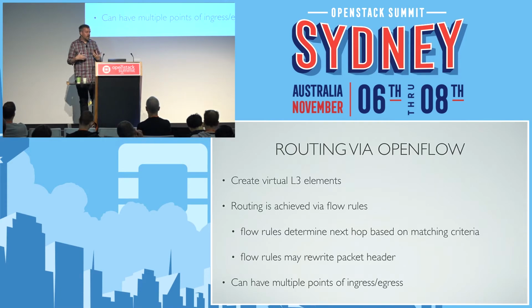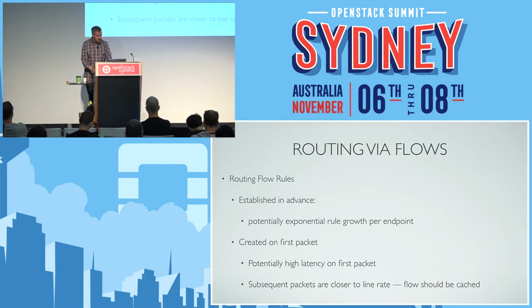The nice thing about this is that you can have multiple points of ingress and egress, depending on how the flow rules are propagated across the virtual switches. Within that, you have a couple of different things to look at depending on the solution. In some cases, the flow rules can be established well in advance. That can add complexity because you have to account for every case in advance. The other alternative is you wait until you see the first packet, figure out what to do, cache that result, and then use the cached result from then on.